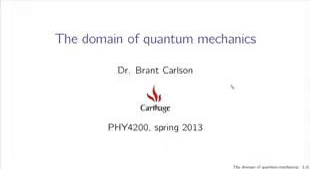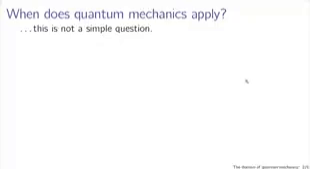Knowing that quantum mechanics has something to do with explaining the interactions of light and matter, for instance, in the context of the photoelectric effect, or black-body radiation, or bright-line spectra of atoms and molecules, one might be led to the question of when is quantum mechanics actually relevant? The domain of quantum mechanics is unfortunately not a particularly simple question.